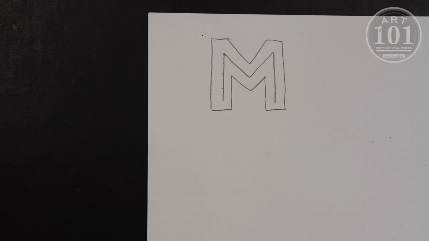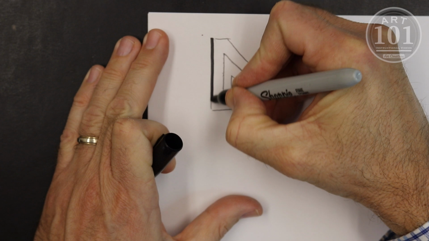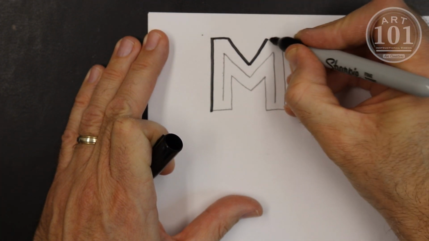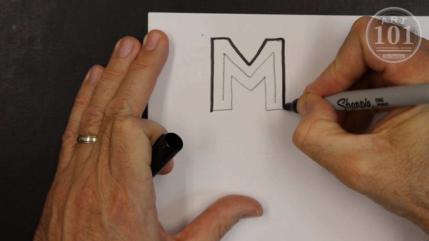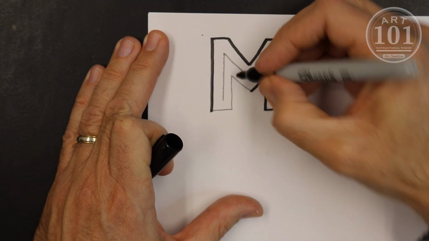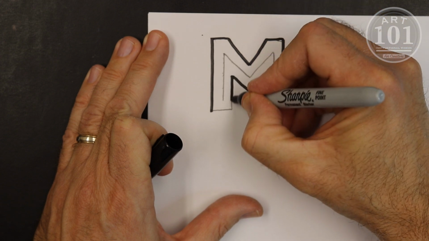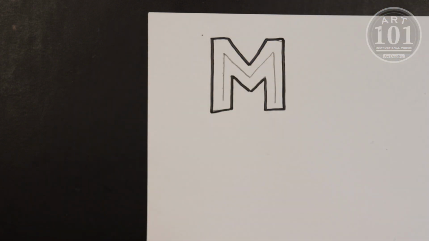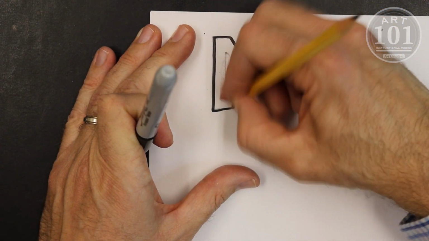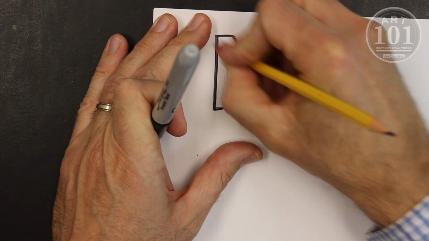Now if I were to outline this, let's give us a little outline just so you can see it better. You wouldn't have to do this, but I want you to be able to, if you wanted to, you could use a marker or a black colored pencil or a black crayon. So there is our letter M. Now I can go ahead and erase then the inside.